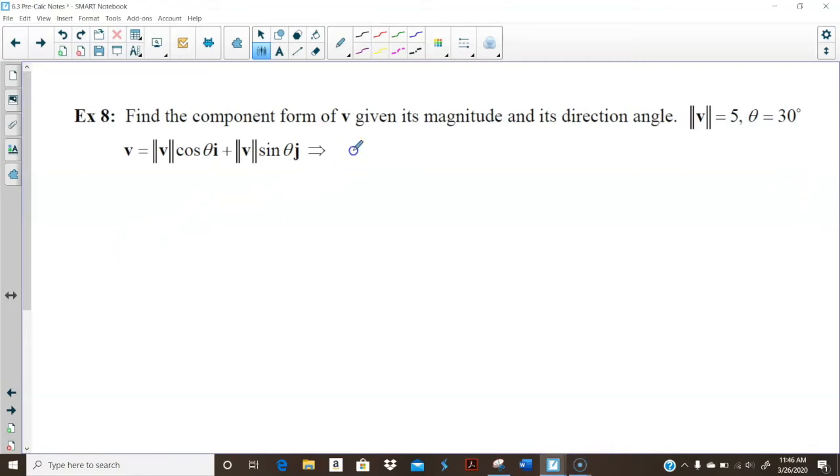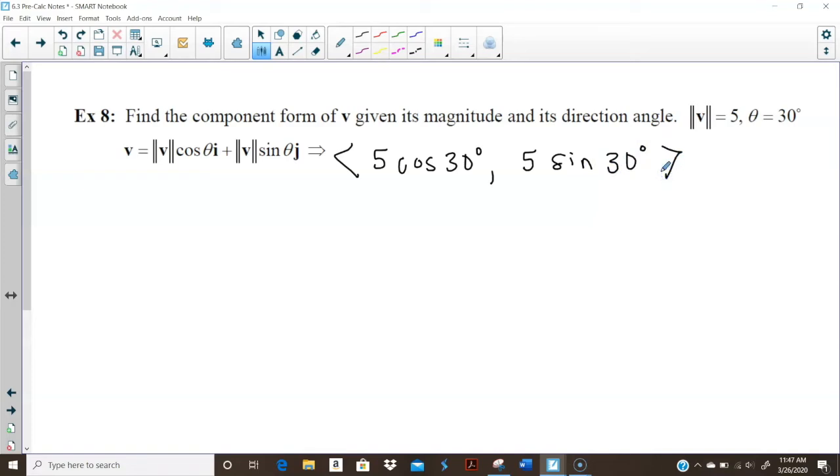So the first thing we'll do is we'll do our arrows, which is component form, and we'll do the magnitude, which is 5, and then we have the cosine of 30 degrees. That's the horizontal component of the vector, and then 5, and then we have sine of 30 degrees, and that's the vertical component of the vector.